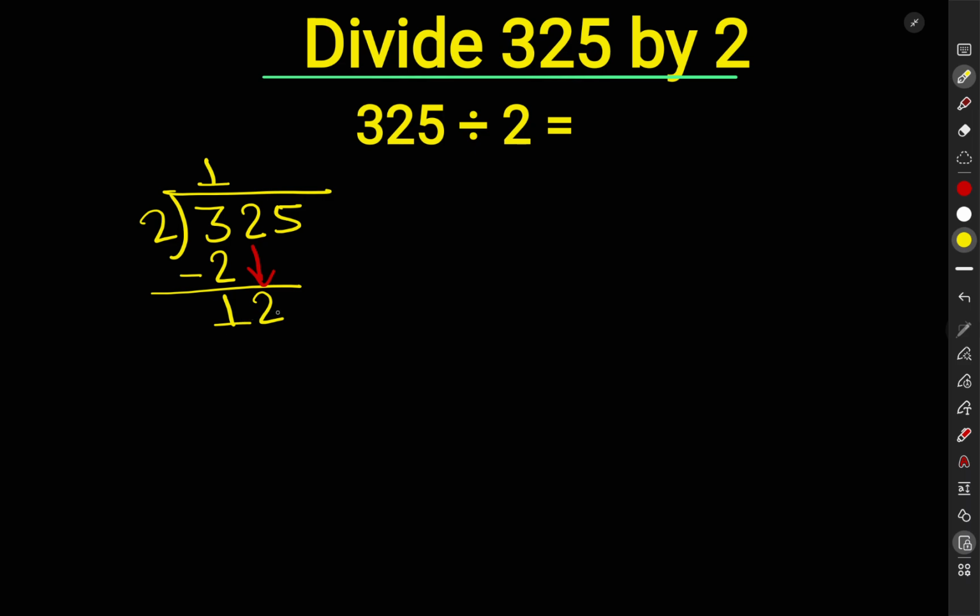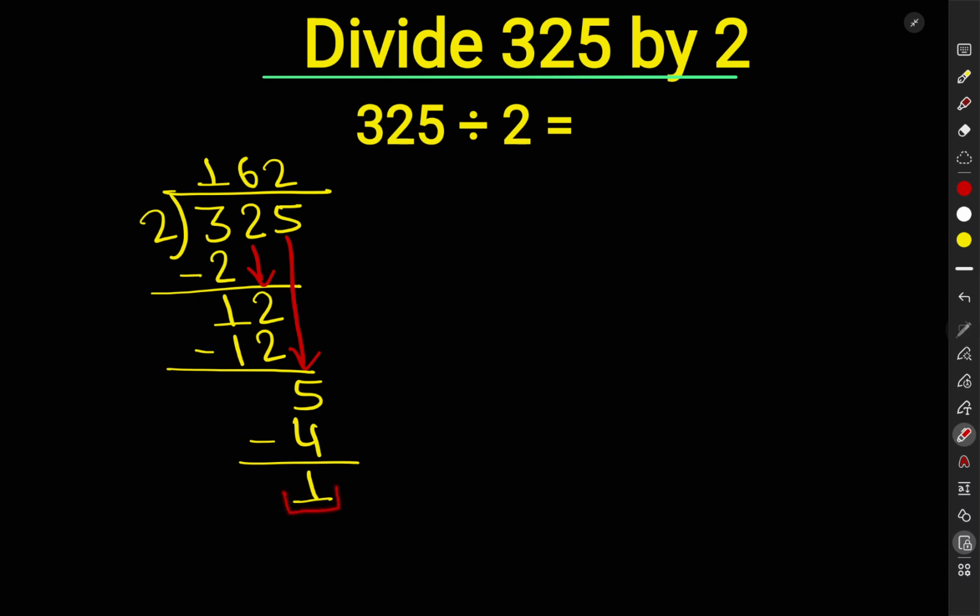So it became 12 and 2 times 6 means 12. On subtracting we get 0. So now again we put down the number beside this 5 and we remove this 0. So 2 times 2 means 4. On subtracting we get 1.